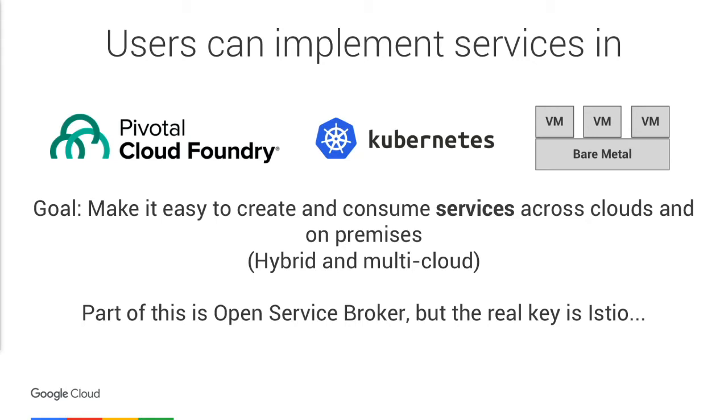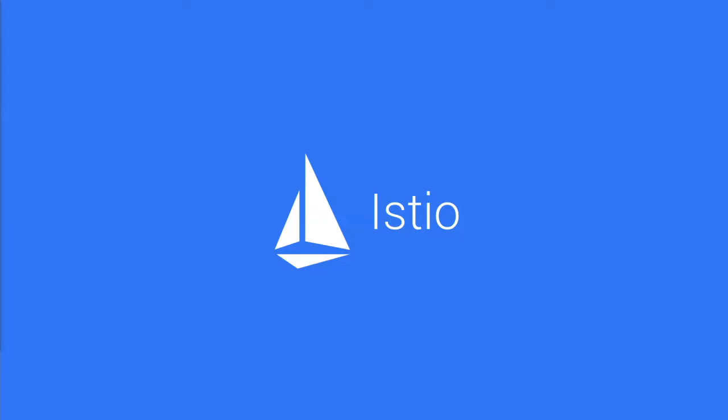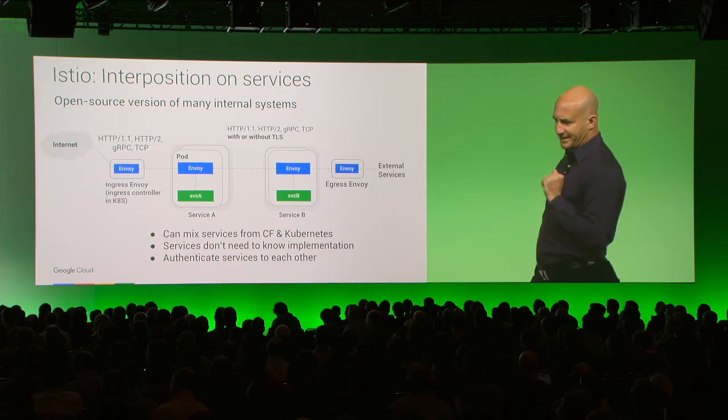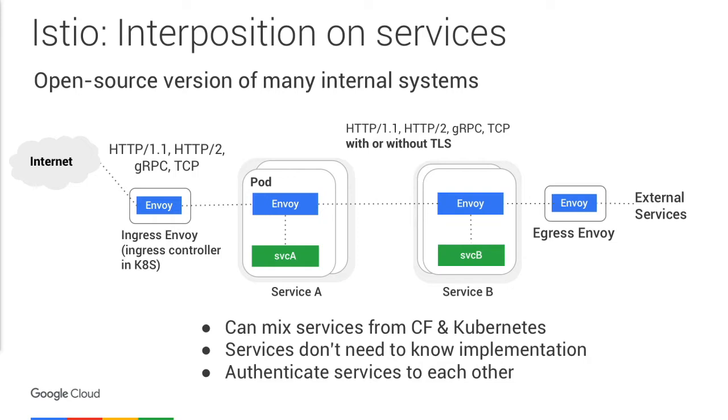But the part I want to talk about today is Istio, because I think it's also important and it's less well known. So Istio, what is it? Well, it's a little complicated, but roughly speaking, we're going to proxy all your stuff. We can talk about performance in a different talk. We can make that work.